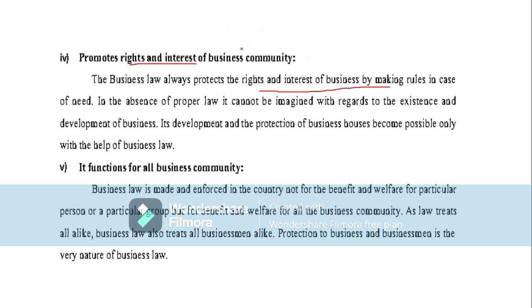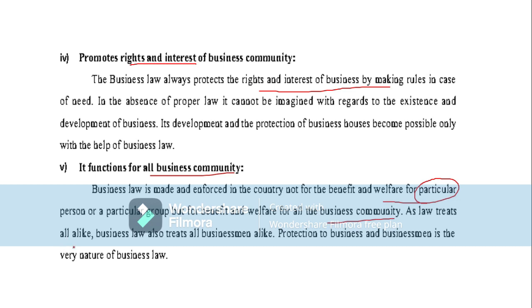All industries and all business sectors come under this business community. And the last one is that it functions for all the business community. Business law is made and enforced in the country not for the benefit and welfare of a particular person, but for the benefit and welfare of the whole business community. So laws are framed on the aspect of the public community or business community, as law treats all alike.